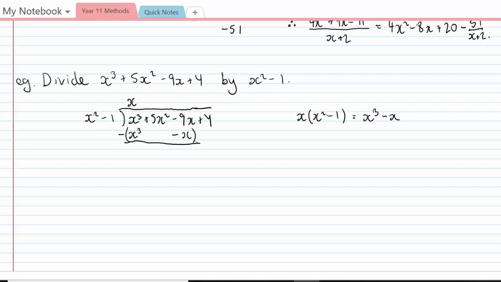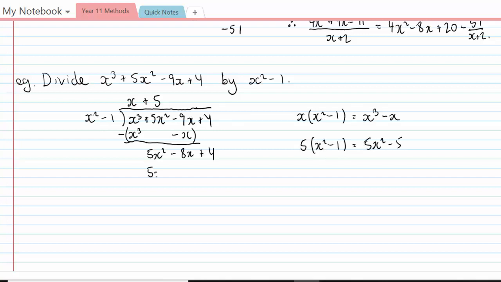So x cubed minus x cubed is nothing. We've got 5x squared, which we're not taking anything away from, so that 5x squared is just going to still be there. We've got minus 9x minus negative x, so minus negative makes it plus, and that leaves us with minus 8x. And then the plus 4 has also had nothing subtracted from it. Then we ask ourselves, how many x squareds go into 5x squared? And the answer there is 5. So 5 times x squared minus 1 is 5x squared minus 5.